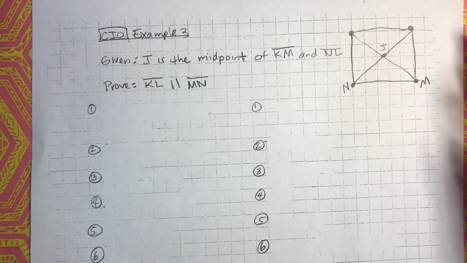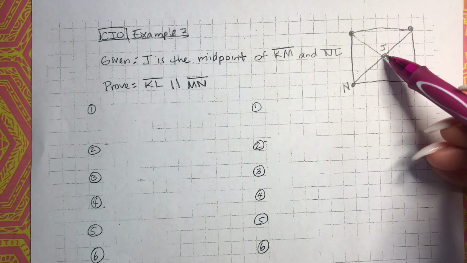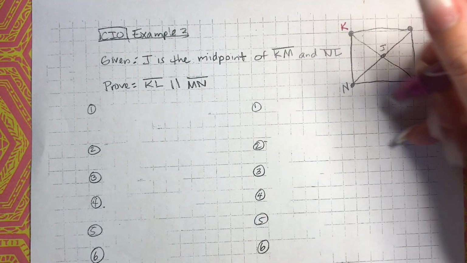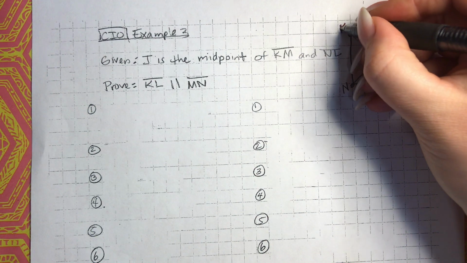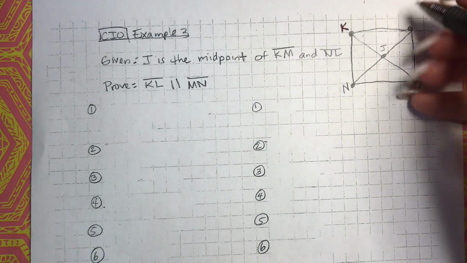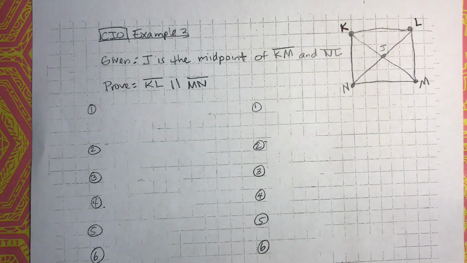So this says, what does it say? It says J is the midpoint of KM. So this is probably a K. So go ahead and write that in. I'm going to write in with black. Sorry about that. I don't know why it's not there. Okay, so this is KM and NL. So this is L. That is it. That's all the information.